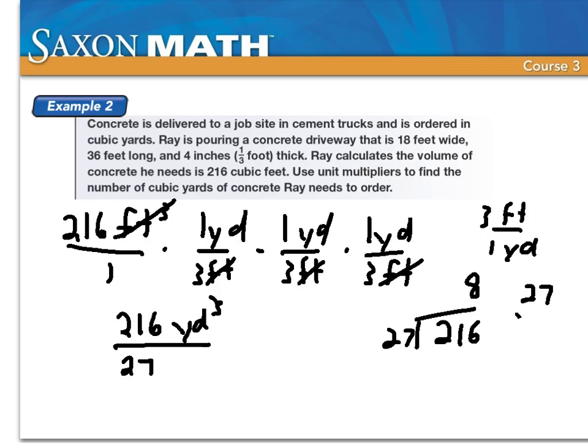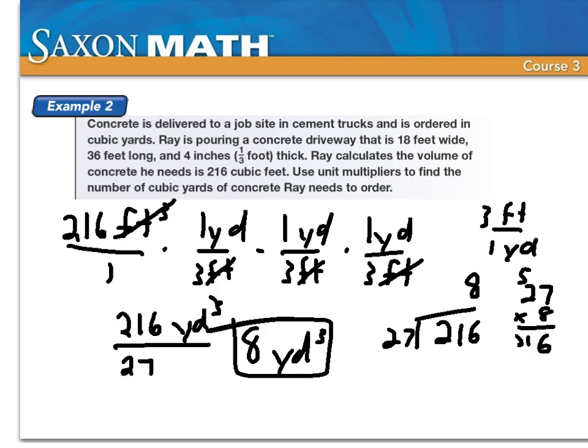Okay, because 27 times 8, 7 times 8 is 56. Carry the 5. 2 times 8 is 16, plus 5 is 21. Yep, 8 times. Okay, so that is 8 yards cubed. 8 cubic yards of concrete is what he needs.